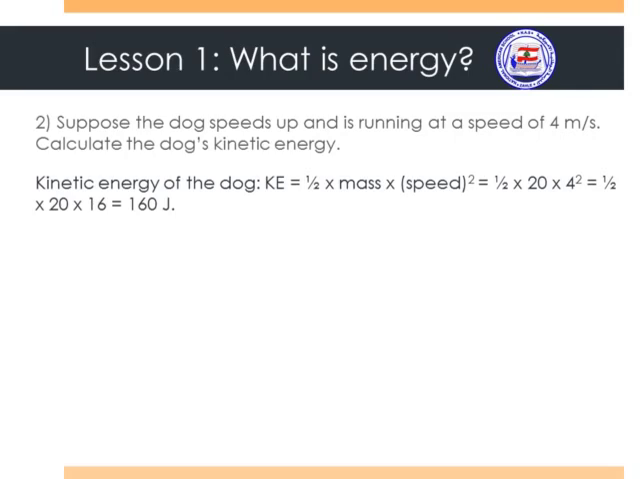Let's calculate it. We have half times the mass, which is 20, and the speed now is 4. So we have times 4 to the power 2. We get 160 joules, which is verified. When the dog increased its speed, its kinetic energy also increased from 40 joules to 160 joules.